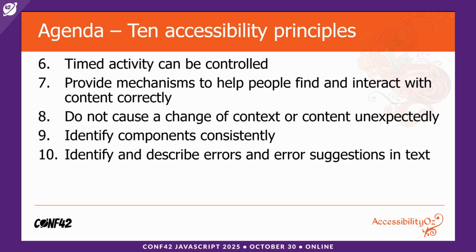Sixth, timed activity can be controlled. Seventh, provide mechanisms to help people find and interact with content correctly. Eighth, do not cause a change of context or content unexpectedly. Ninth, identify components consistently. And 10th, identify and describe errors and error suggestions in text.